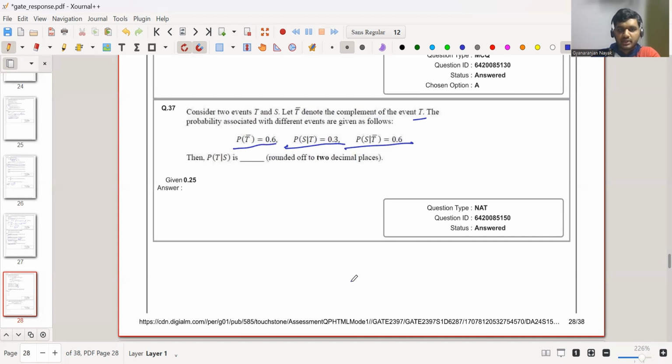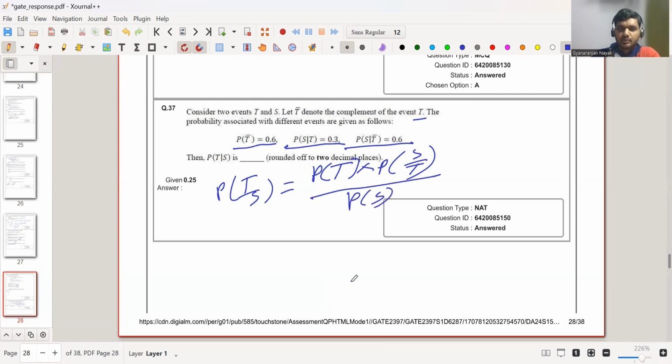So probability of T given S is probability of T into probability of S given T, divided by probability of S. If you calculate by this formula, you will find the answer is 0.25. Okay, so we'll proceed to the next.